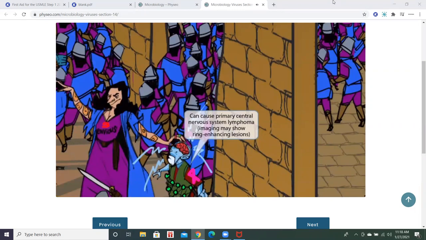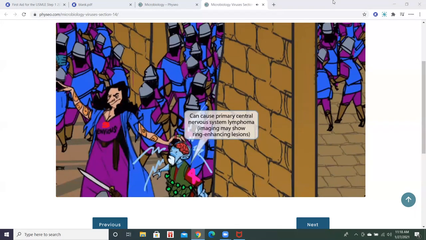So putting these ideas together should help you remember that HIV can cause primary central nervous system lymphoma. Imaging often reveals ring-enhancing lesions, so to help you remember this, we've shown the witch with rings on her fingers that are directly adjacent to the brain. This condition is associated with EBV, so we introduced a similar idea in the EBV image.